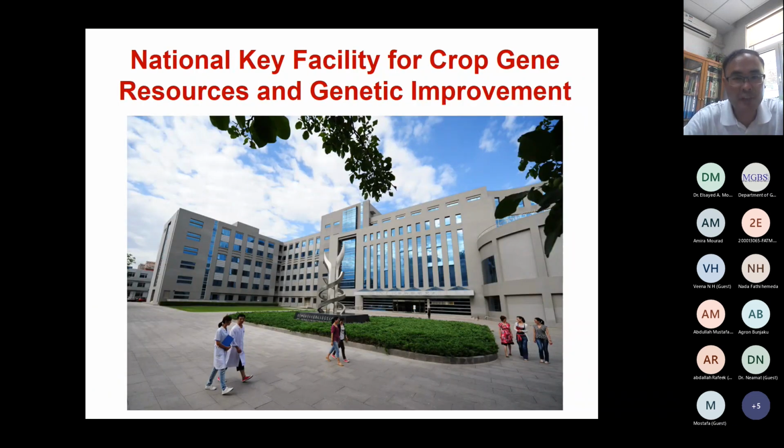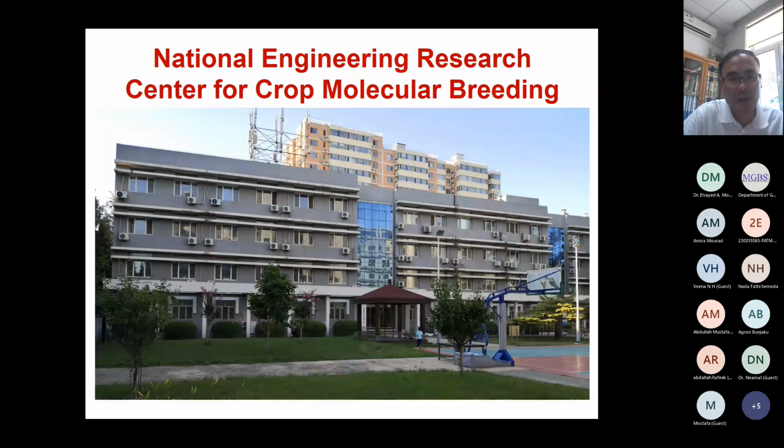The second facility is the National Key Facility for Crop Gene Resources and Genetic Improvement. It's a major building for our institute. Work like gene cloning and gene transgenics is conducted in this building. And we have another building, the National Engineering Research Center for Crop Molecular Breeding. It is exactly this building where I am right now. This building is focused on crop breeding.